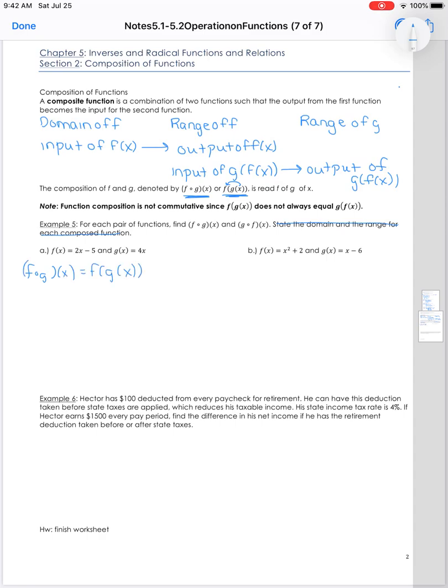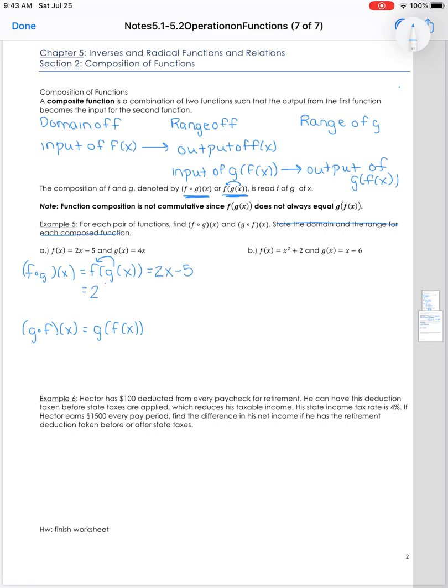So function composition is not commutative. If you do f of g of x and g of f of x, they are not equal to each other. So let's just practice right now, just identifying. Don't so much worry about the domain and range. We're going to just do the composite functions.